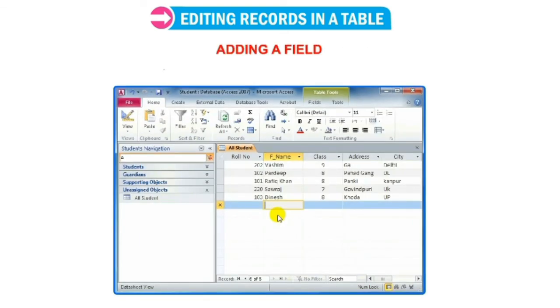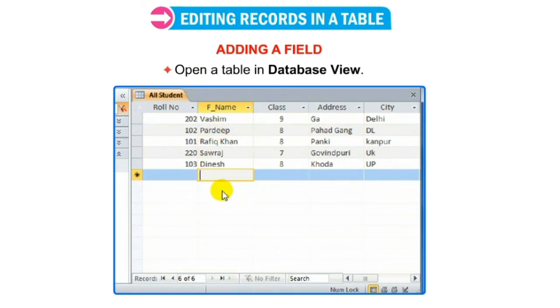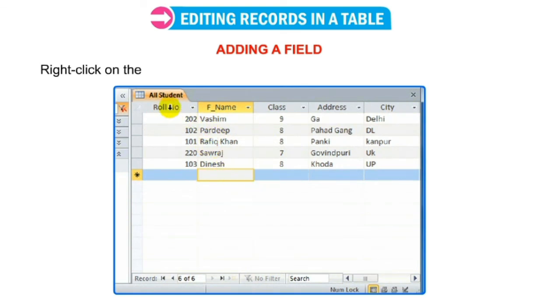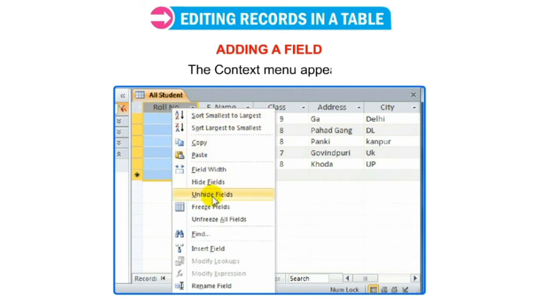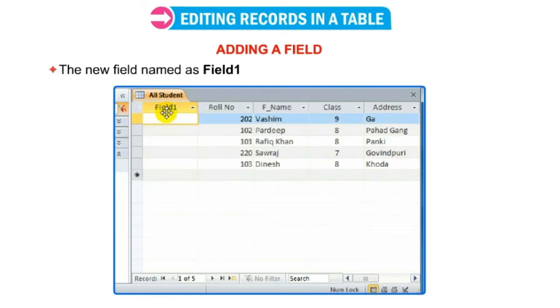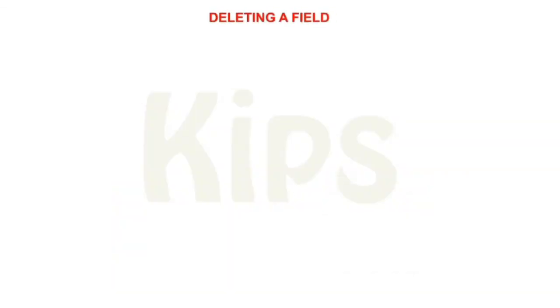Adding a field. Open a table in Datasheet view. Right-click on the drop-down arrow of the field where you want to insert a field. The context menu appears. Select the Insert Field option. The new field, named Field1, will be inserted before the selected field.